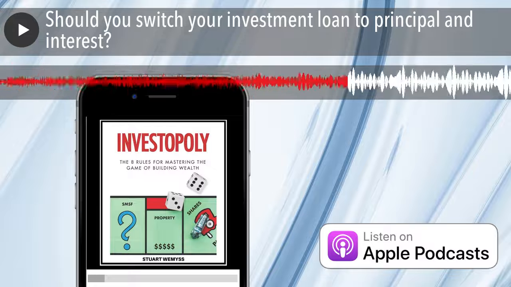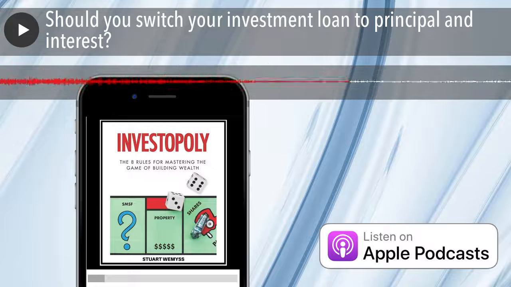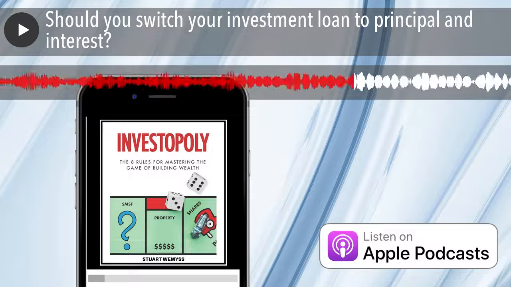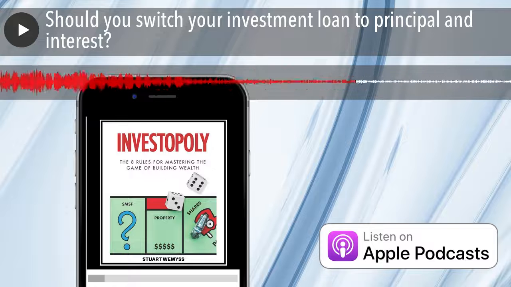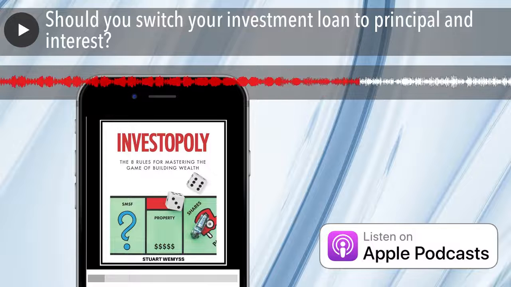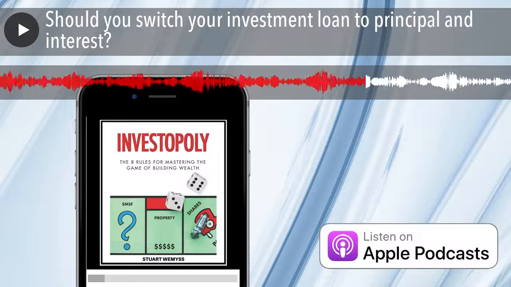I mean, if you've got a very strong cash flow, you might be able to do both, but it's something you need to think about in terms of where you are in your investment journey. Of course, if you're towards the end of that and you're really in that consolidation phase, then probably it makes sense, or there's more merit, I guess, to switching to principal interest.